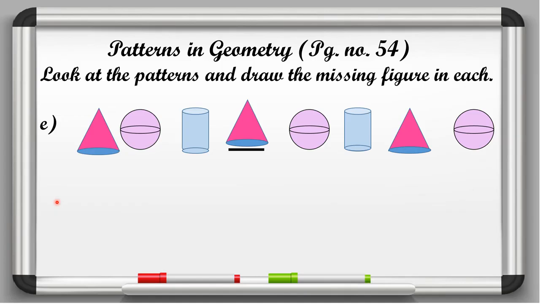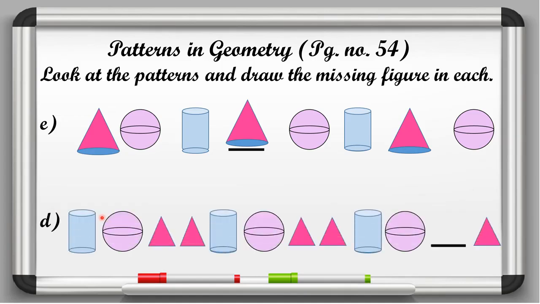Understood? Now in F part, this figure, this pattern is given. Here you can see first of all it is a cylinder shape, then sphere, then two triangles. Then again cylinder is there, then again sphere is there, then again two triangles are there, and after that one cylinder is given, sphere is given, then dash and then one triangle. Which figure comes here? That is this triangle shape to complete this pattern. Understood, beta?